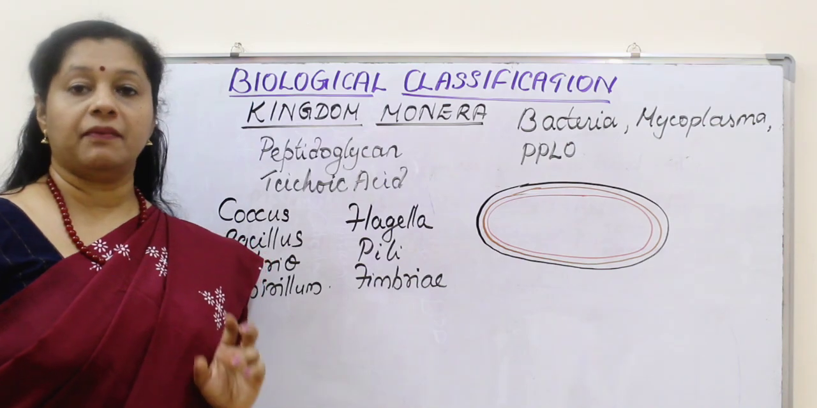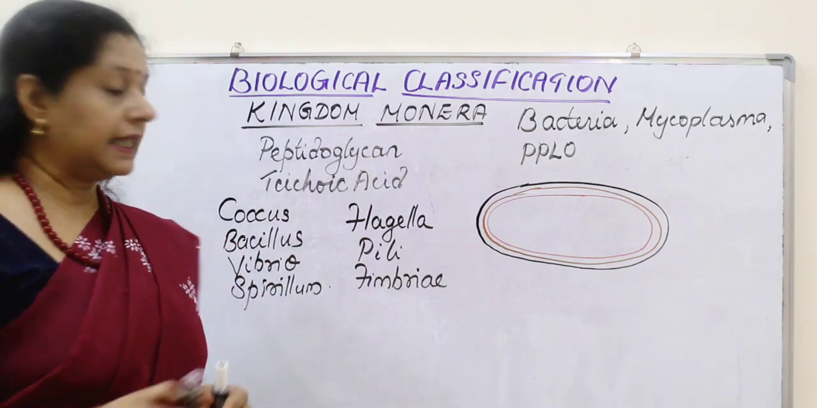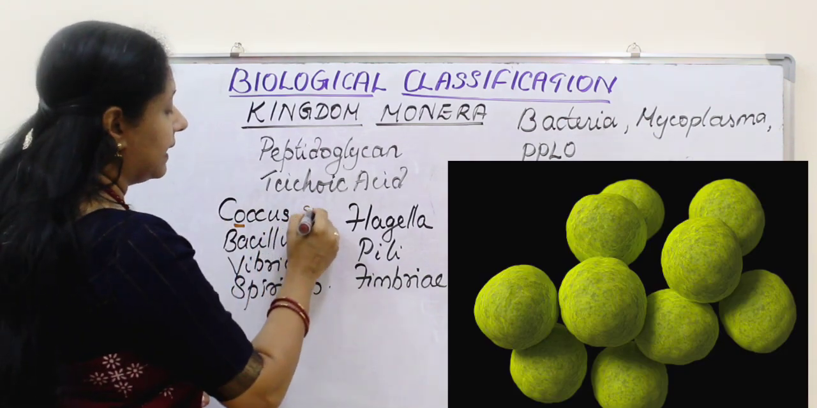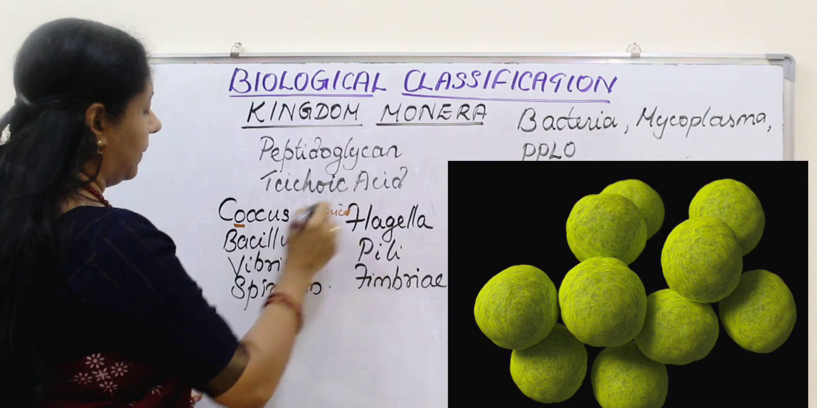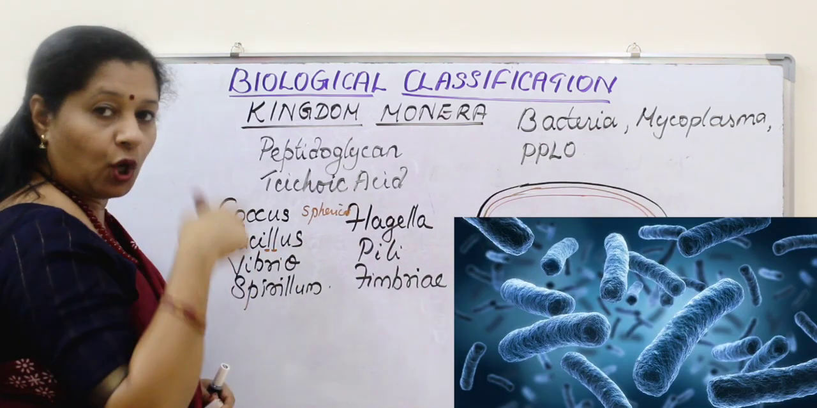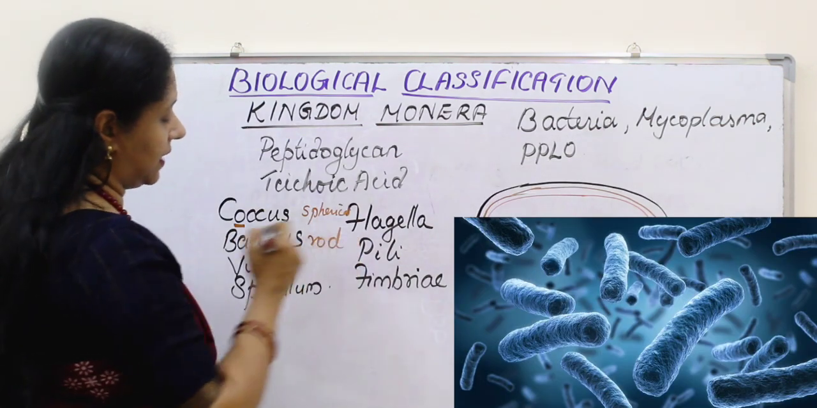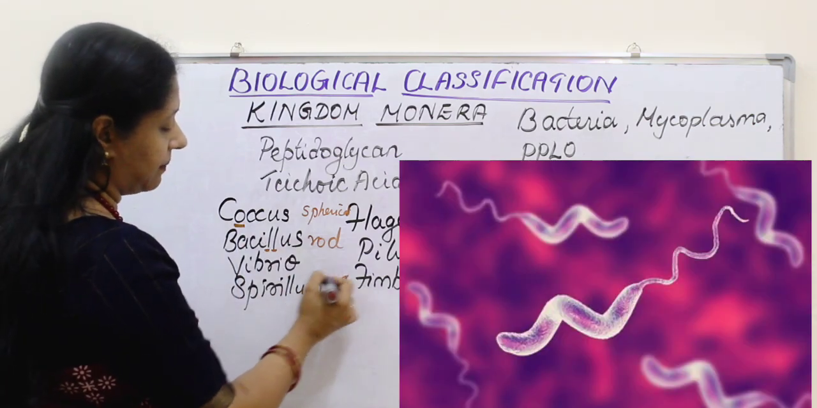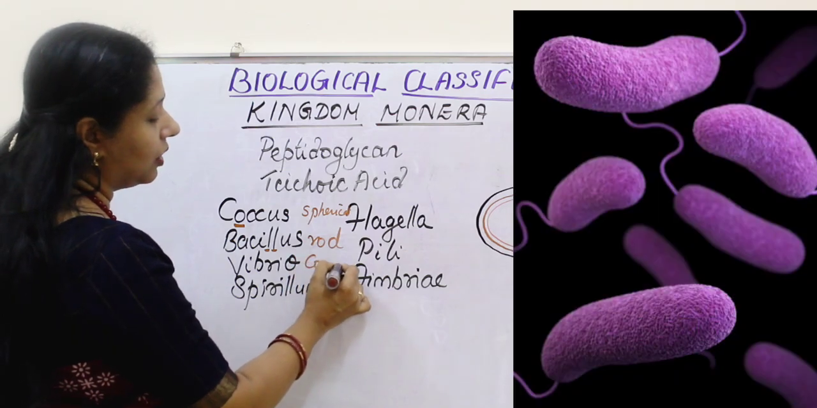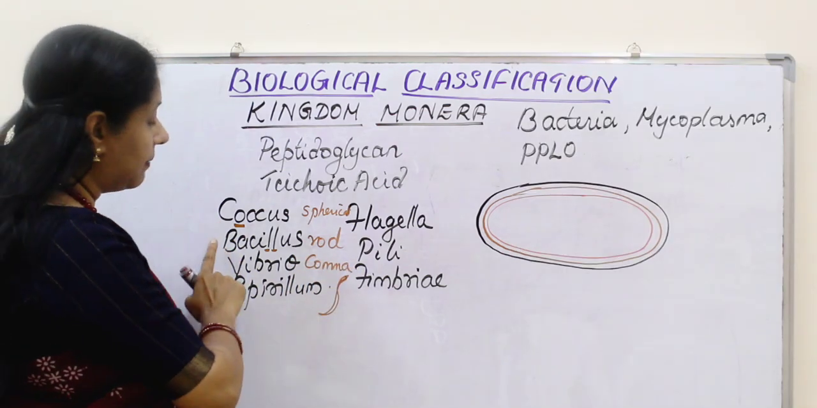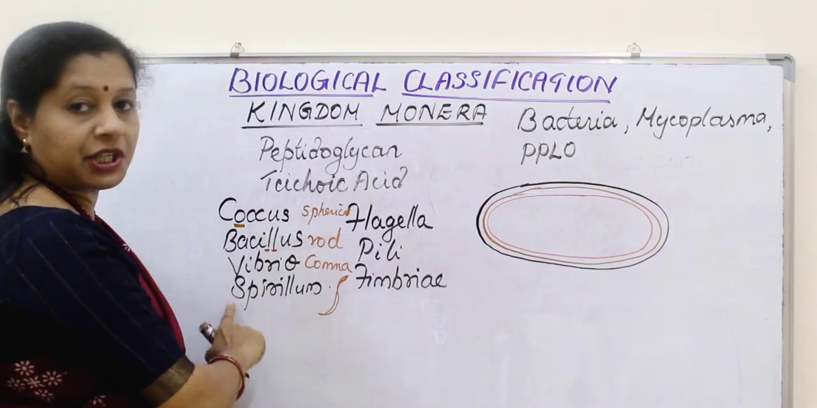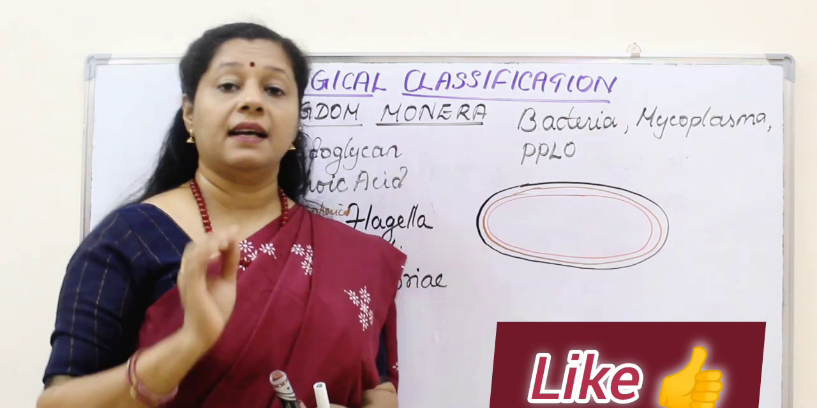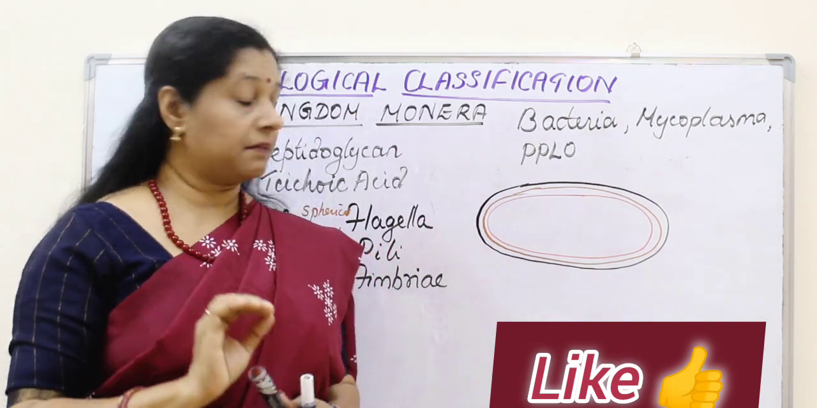Now let's see their shape with a trick. In coccus, you can see one O here, O is spherical. So this bacteria is spherical in shape. Whereas when you write bacillus here, 2 long L's, they represent rod-like structures. Then spirillum, from the name itself we know that it is spiral shaped. Then the last one, vibrio, you can remember as comma shape. So coccus is spherical, bacillus is rod shaped, vibrio is comma shaped, and spirillum is spiral shaped. So these are the 4 types of bacteria classified based on their shape.